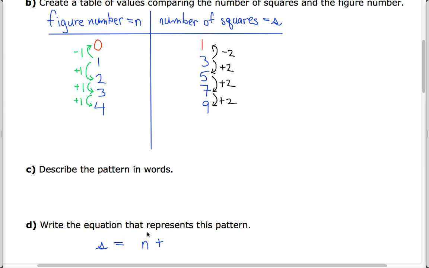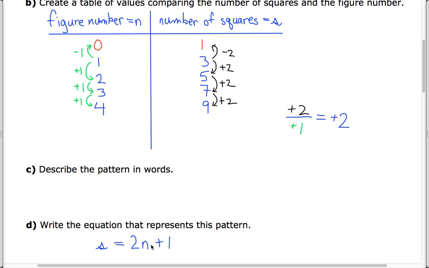So first of all, let's come up with the coefficient of n. And we can do that by looking at the change in s over the change in n. And as you can see here, the change in s over the change in n is equal to positive 2. So I'm going to use that as the coefficient of n. My plus something else is the s value when n is equal to 0, which turns out to be 1.